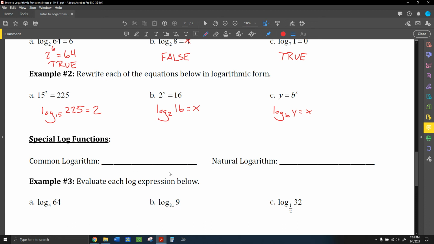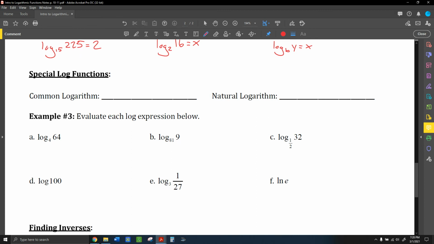All right. There are a couple special logs that we talk about, special bases in particular. The first is the common log, or the common logarithm. The common log is log base 10 of x. So if you have base 10, we just assume that it's the common log, and we denote that as just log of x. So the log with no base written is referred to as the common log, or log base 10.